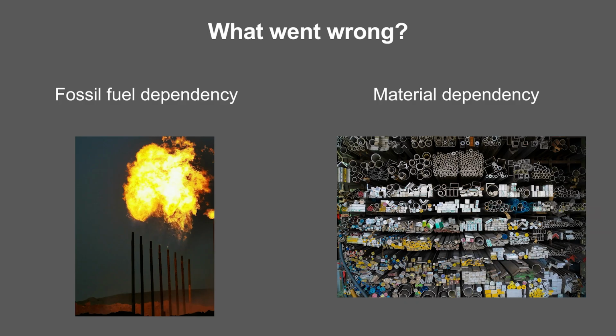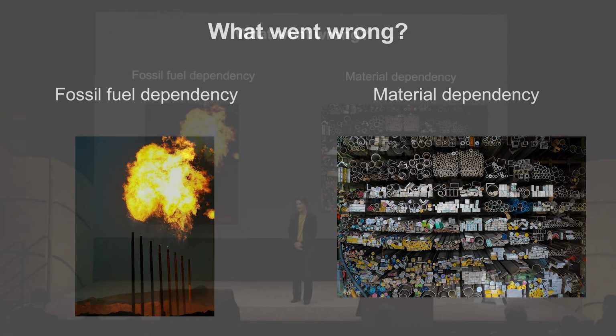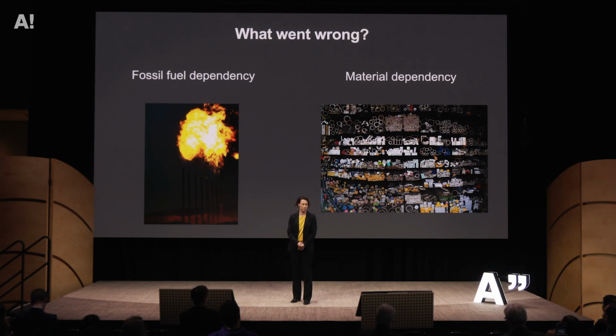So what went wrong? We have been very dependent on fossil fuels. We have been dependent on them for over 120 years. This is a fossil fuel lock-in that we have. And this goes around everything that we do. It's not just powering the transportation or the electrification of us, but also all the materials here.